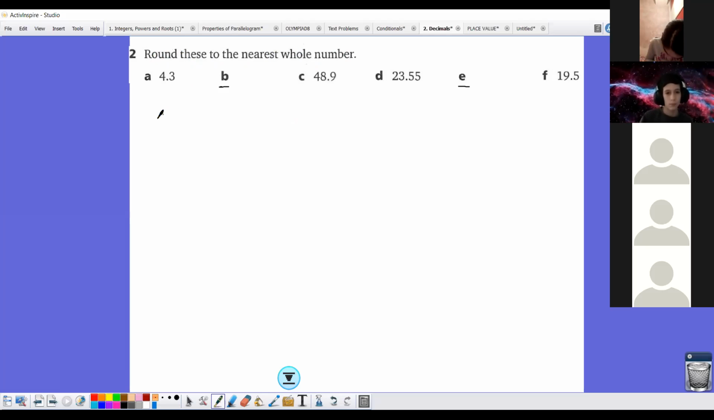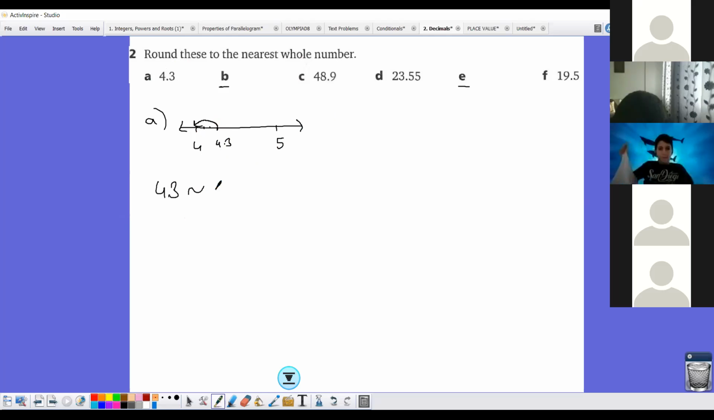So, Donnie, here in A, we have 4.3, and we need to round this one to the nearest whole number. Can you tell me between which whole numbers 4.3 is? Oh, it's between 4 and 5. Yes, these are the whole numbers, and between 4 and 5 we have the decimal numbers. I will try to find 4.3: 1, 2, 3. As you see, this one is nearer to 4, so I will round this to the nearest whole number, which is 4. Is it okay? Yes.